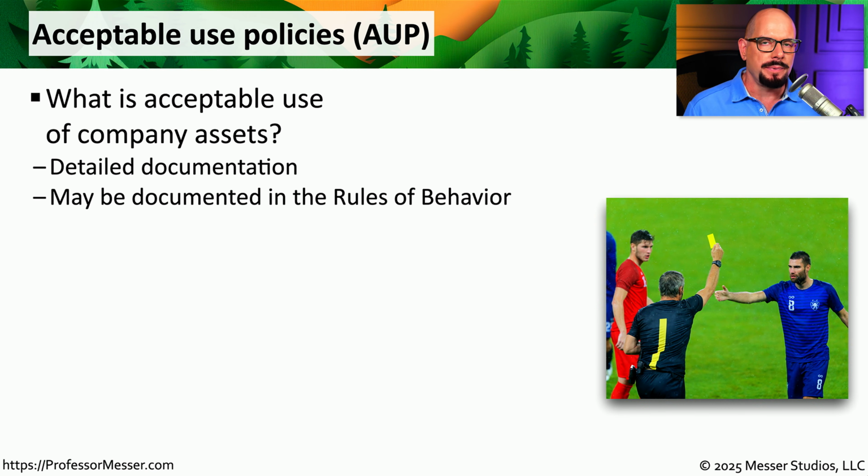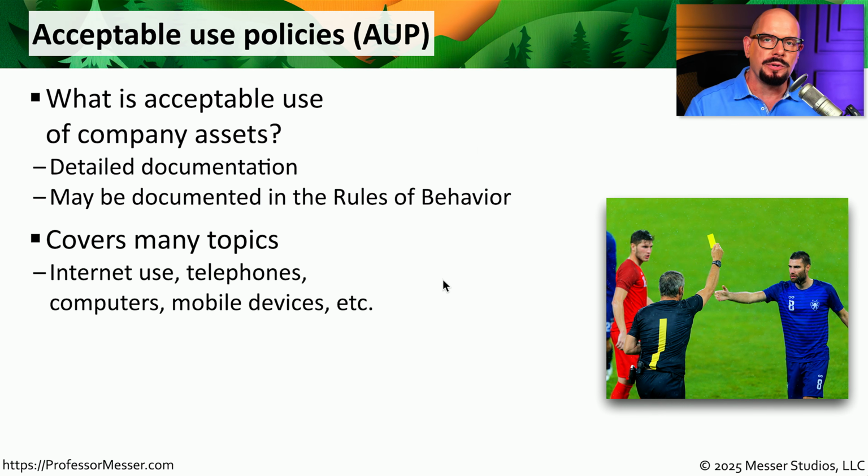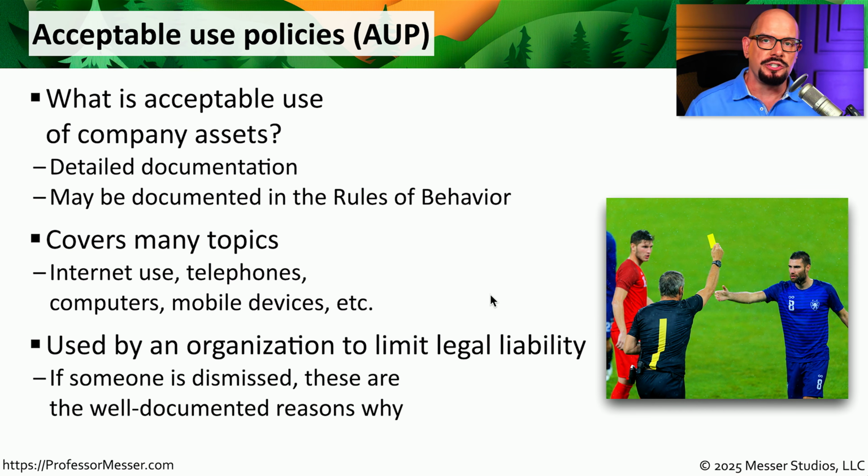When you start working for a company, they might ask you to sign a document known as an AUP. This is an acceptable use policy. This is a set of documentation that describes how the technology you've been given should be used as part of your normal job function. For example, your company might have specific rules associated with using the internet, telephones, computers, mobile devices, and any other type of technology. This documentation is often used by an organization to limit their legal liability. If somebody needs to be dismissed from the organization due to a misuse of the technology, they have documentation signed by you that says that you will agree with these rules and regulations.